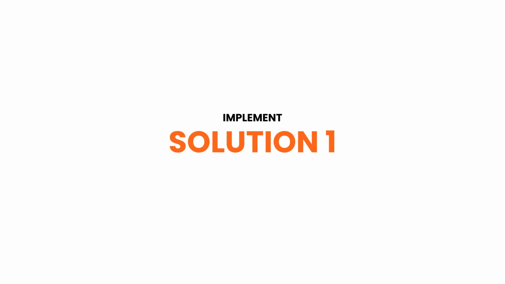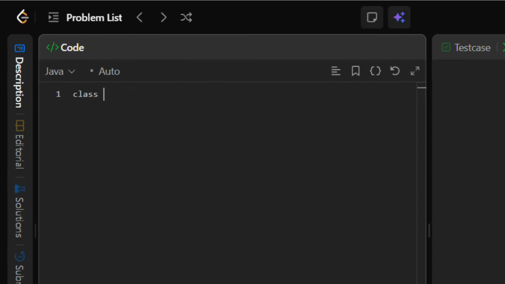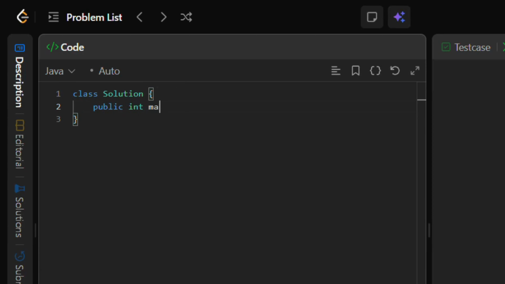Let us try to implement it using solution 1. We start by defining the solution class. This is the container that will hold our method. Then we declare the maxProfit method. It receives an array of daily prices and aims to return the best possible profit from one buy and one sell. Next, we set up two variables.